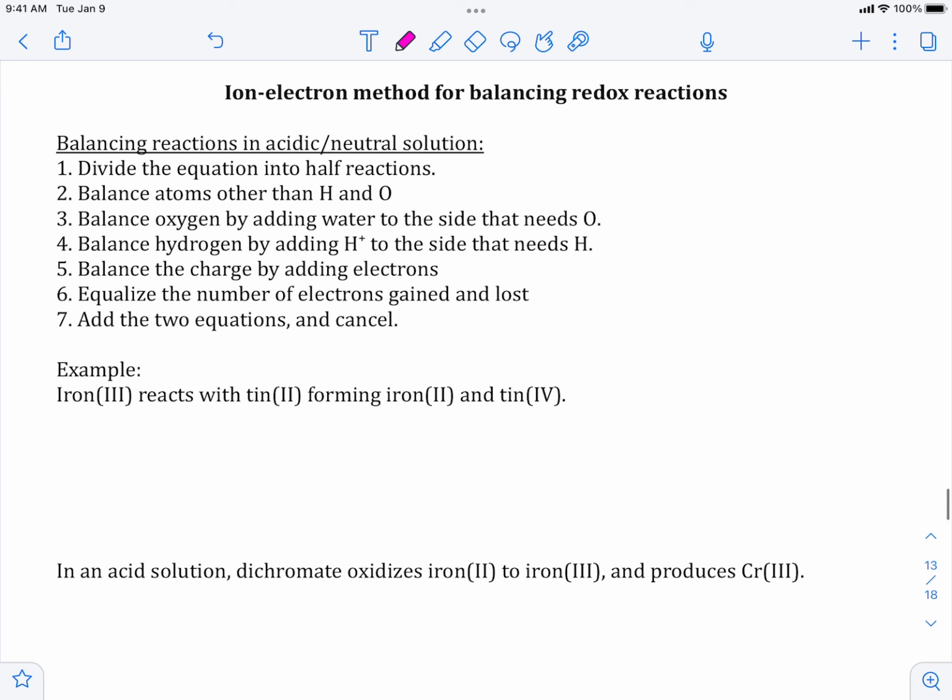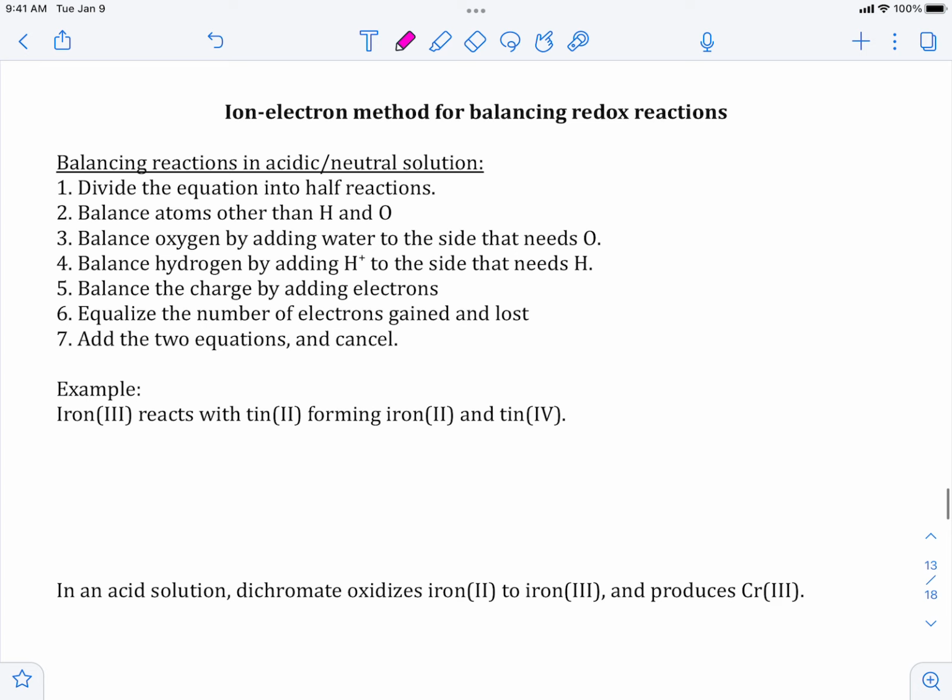All right, so now we're going to talk about how to balance redox reactions. Balancing redox reactions is not like balancing any other reactions, just because they can get very messy and very complicated. So there's a specific set of steps to be able to balance a redox reaction when you see one.